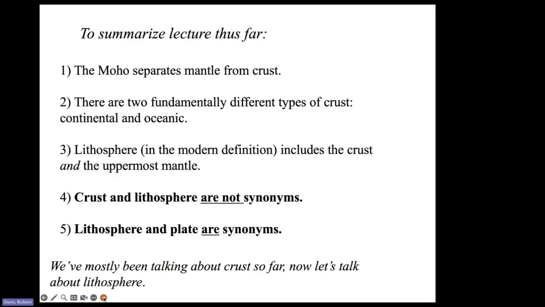Okay, to summarize the lecture this far, the Moho separates the mantle from the crust. There's two fundamentally different types of crust, continental and oceanic. The lithosphere in our modern definition includes the crust and the uppermost mantle. And again, crust and lithosphere are not synonyms. Lithosphere and plates are. But now let's talk about the lithosphere.